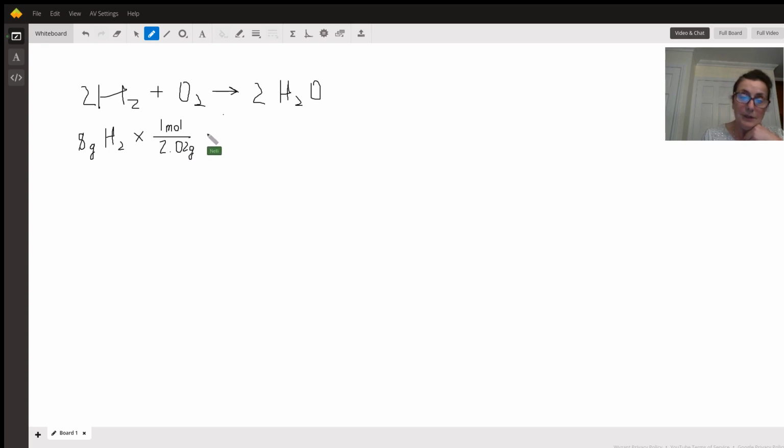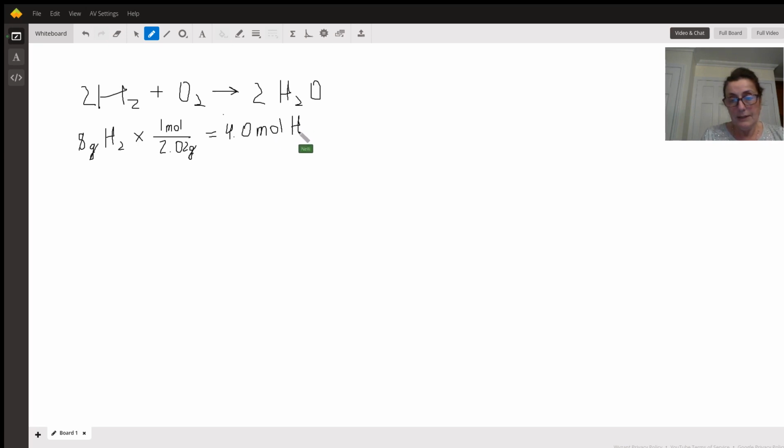So we set up this ratio. When we cancel the identical units, grams and grams, the unit that we'll have is moles. We take 8 and divide by 2.02, and we get about 4 moles of hydrogen gas. So that's what we have.